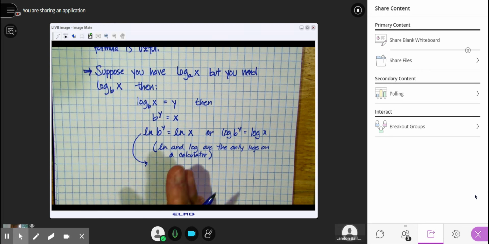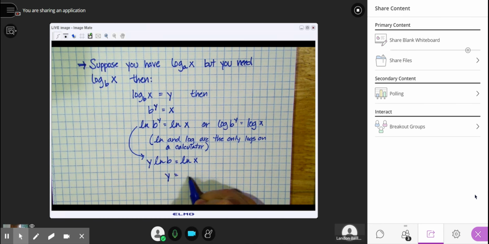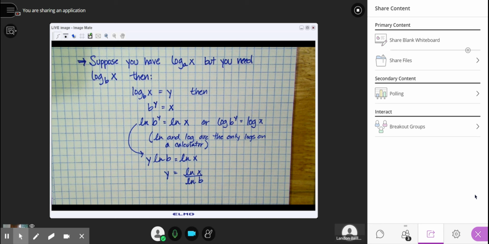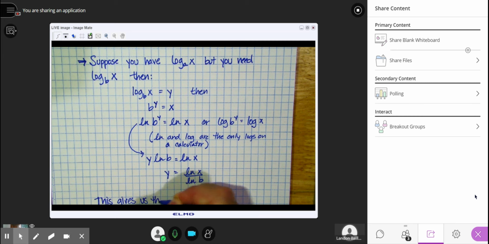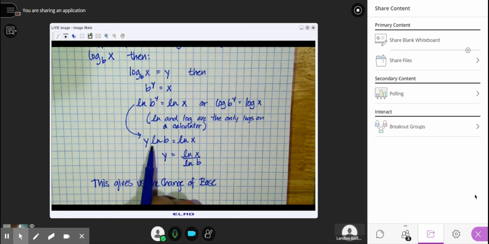All right, so if I do that, then I can pull the y out front. y ln b is equal to ln x. And now I can divide both sides by ln b, and I get y equals ln x over ln b. This is our formula. No, because you're taking the natural log, the logs don't cancel like that. It's the natural log of x over the natural log of b.